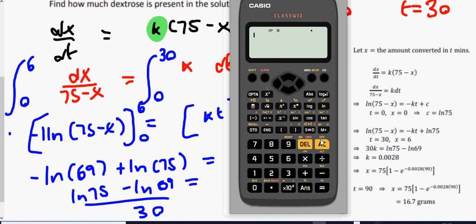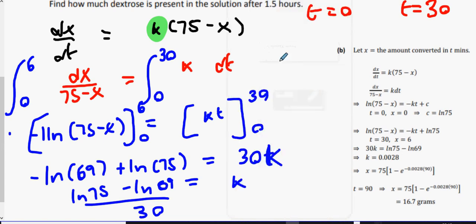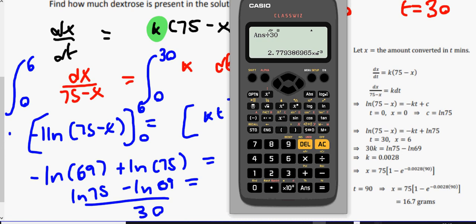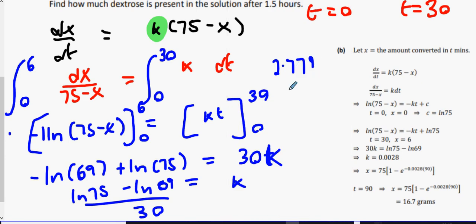Let's try this one more time. ln 75, close bracket. Yeah, I thought minus, so I think I did a bracket in there. Now we have the same answer they have, and we get 2.77 times 10 to the minus 3. So essentially 2.8 times 10 to the minus 3.